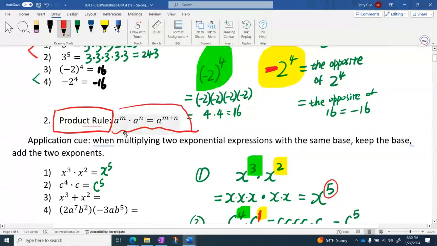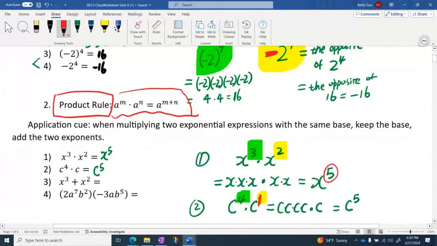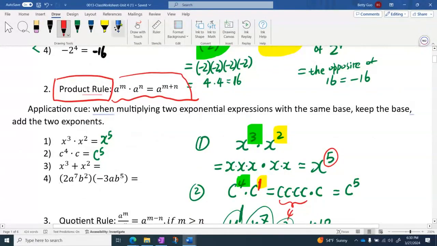In general, a to the power of m times a to the power of n equals a to the power of m plus n. So when we have two exponential expressions with the same base that need to be multiplied together, we keep the base a and add the two exponents, m plus n. All right, I have the rule here. You should memorize and understand this rule. Very important, very helpful.